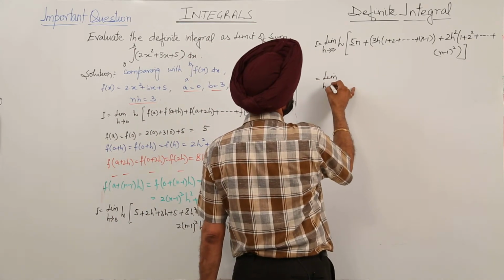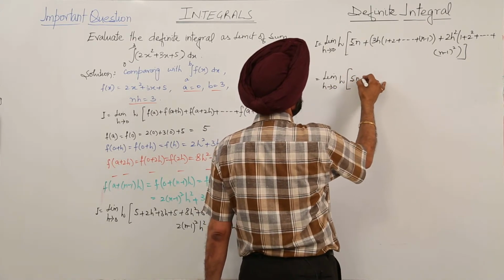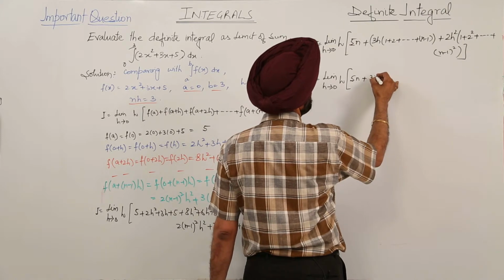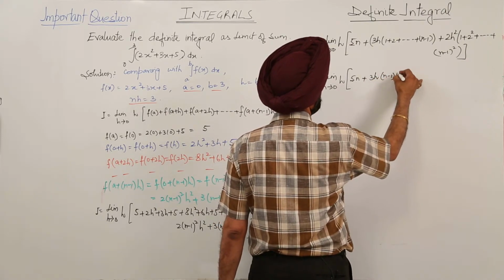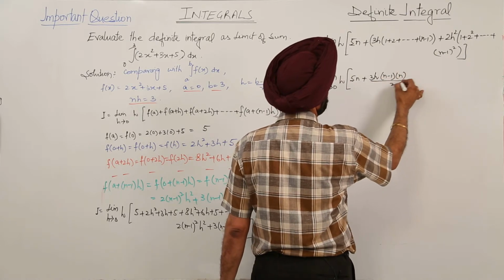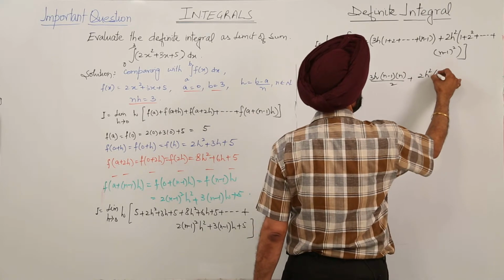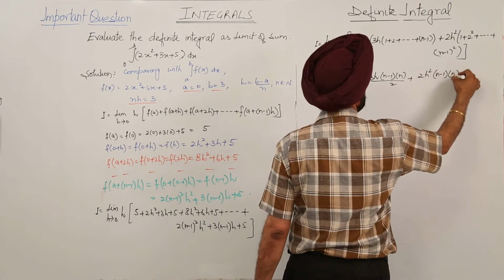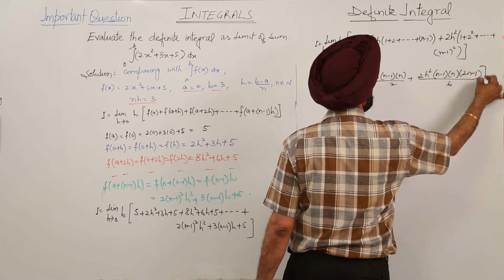Limit h approaches to 0, h with 5n plus 3h (n-1)n upon 2 plus 2h² (n-1)n(2n-1) upon 6.